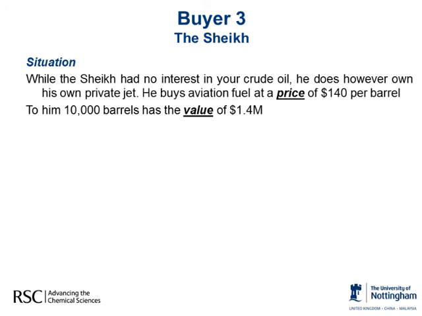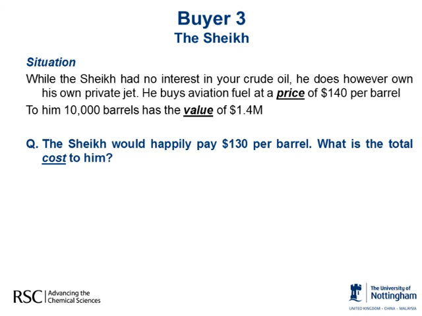Finally, you approach the sheikh. While the sheikh had no interest in your crude oil, he does however own his own private jet. He buys aviation fuel at a price of $140 per barrel. To him, 10,000 barrels has the value of $1.4 million. The sheikh would happily pay $130 per barrel. What is the total cost to him? The total cost is $1.3 million.